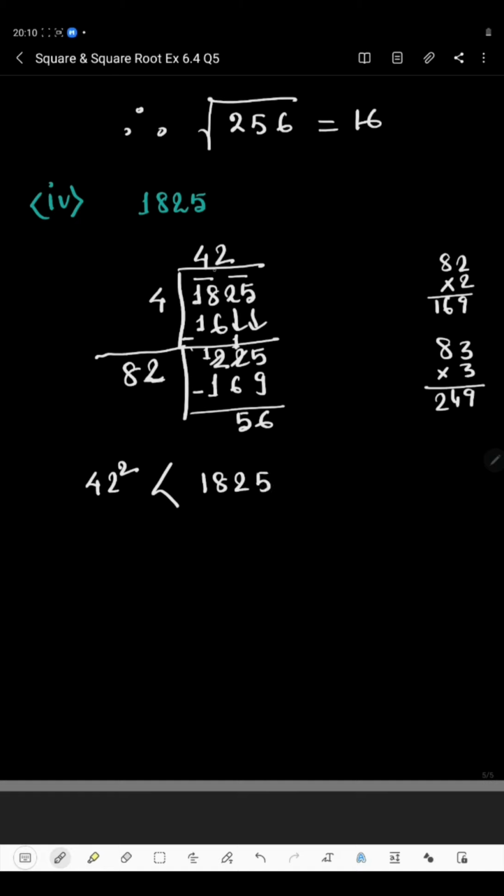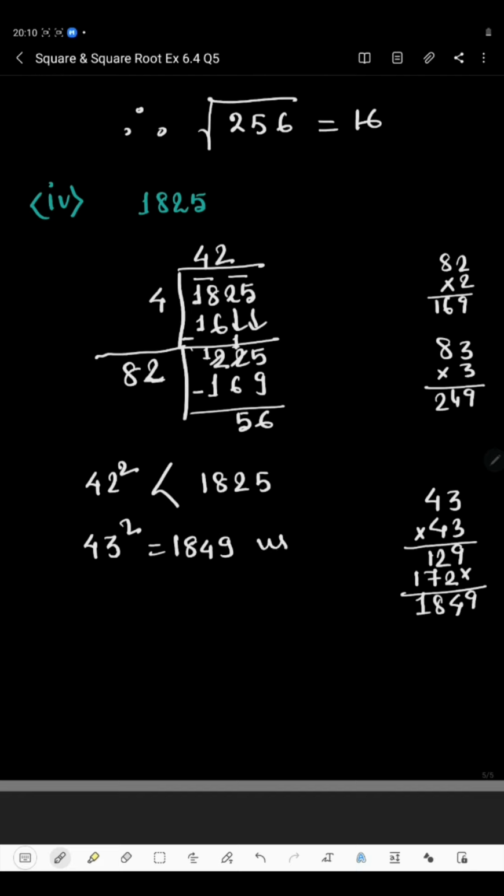So we will have to take the next square number to get a perfect square number. After 42, 43 comes. So we will have to find the square of 43, which is 3 threes are 9, 3 fours are 12, again 3 fours are 12, 4 fours are 16, 16 plus 1 is 17. So we have 2 plus 2 is 4, 7 plus 1 is 8. So we have 1849. So 1849 is a perfect square number.